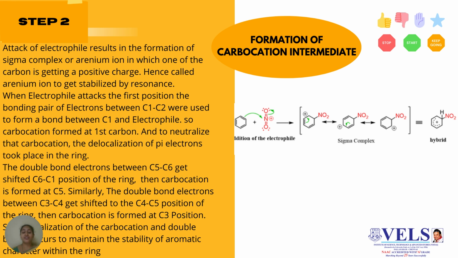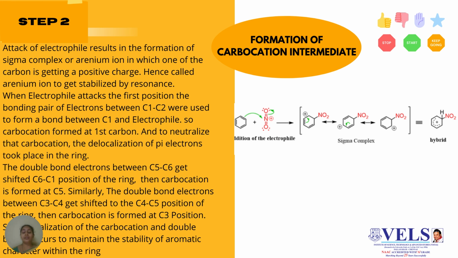Then the carbocation which is present at the first position will be shifted to the C5 position. Similarly, to neutralize that C5 position, the double bond which is present between C3 and C4 gets shifted to C4 and C5. And during that, the carbocation which was present at C5 now shifts to the C3 position. So there is a continuous delocalization of the carbocation and also the double bonds, which is done to maintain the stability of the aromatic character within the ring.